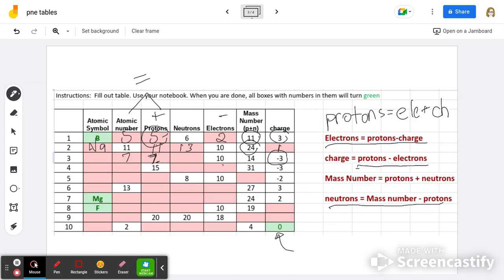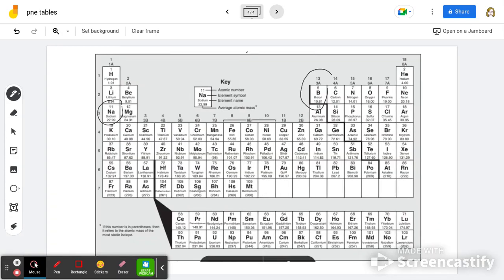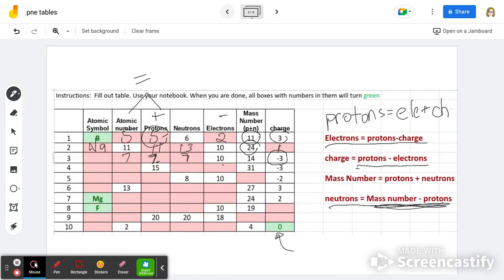My neutrons would be mass number minus protons. So I need to do 14 minus 7. That's 7 neutrons. And then I need to check what element is number 7, and that would be nitrogen. So put an N here. And then you would just type all that in, make sure it turns green, and that would be your 3 examples.